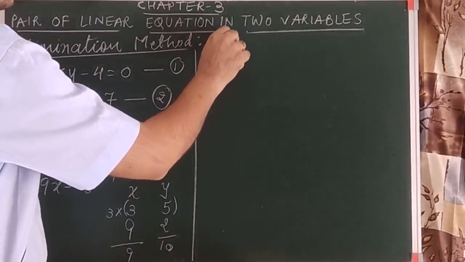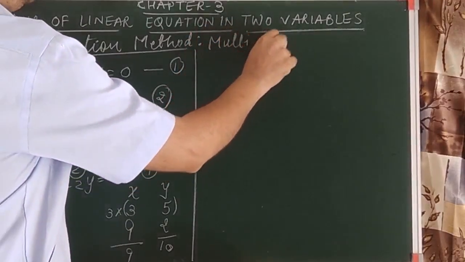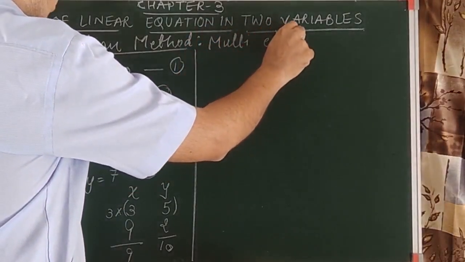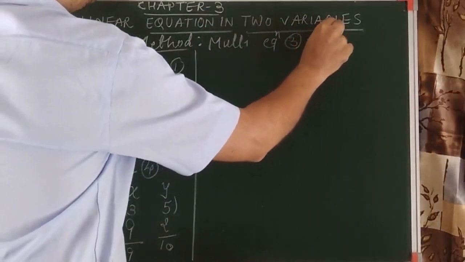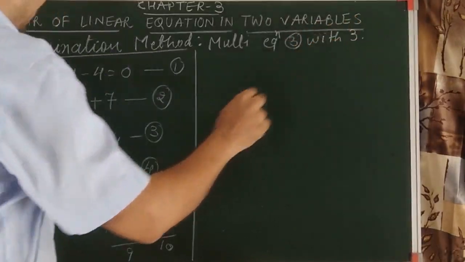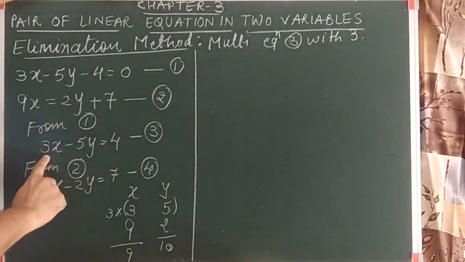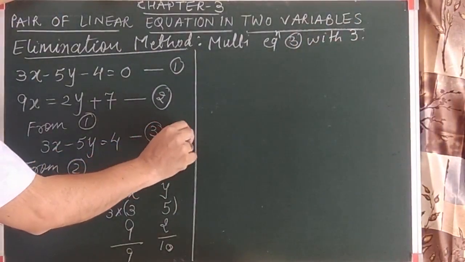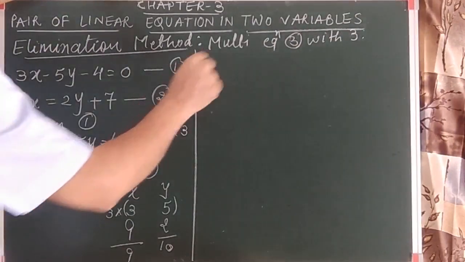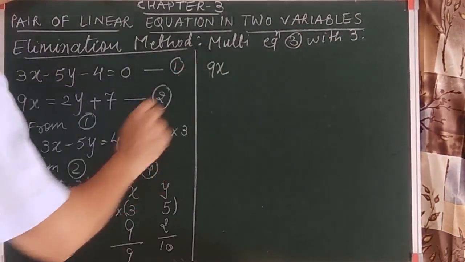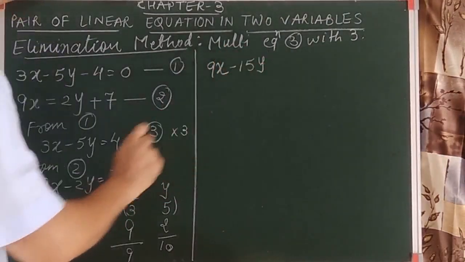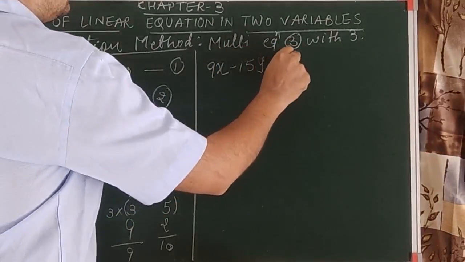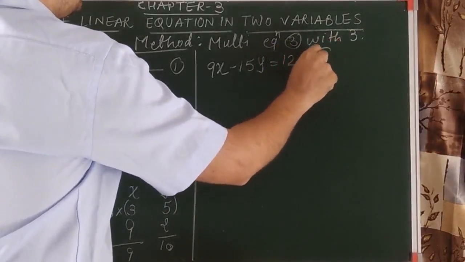Multiply equation number 3 with 3. I'm multiplying the third equation with 3. So all the terms should be multiplied with 3. 3 threes are 9x. 5 threes are 15. We are not supposed to change the sign. And 4 threes are 12. This is the fifth equation which we obtain.